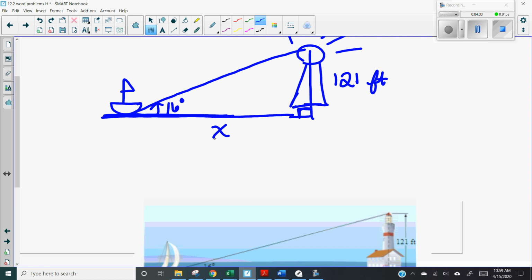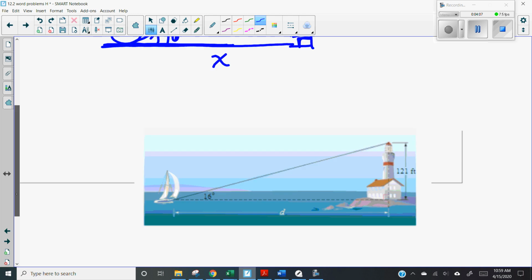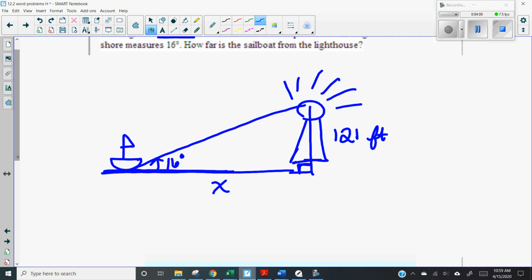Okay, we start by labeling our triangle. Let me do it on this one here. I'll stick with you if you're working out your notes here, and let's do it right here. So this is the angle that we have. We have the opposite side. We're looking for the adjacent side.